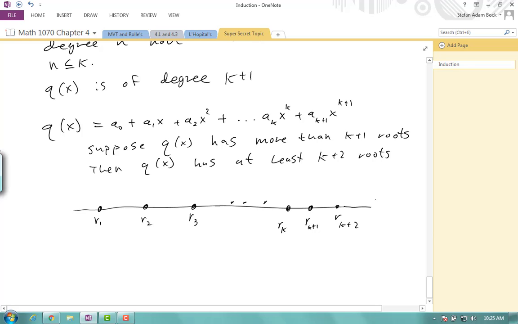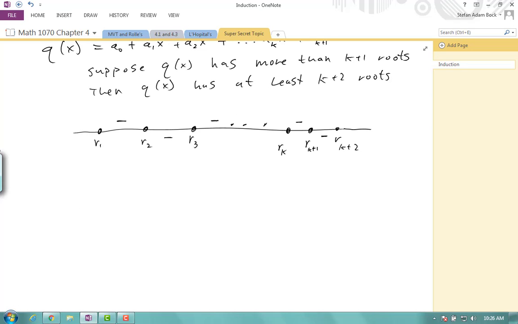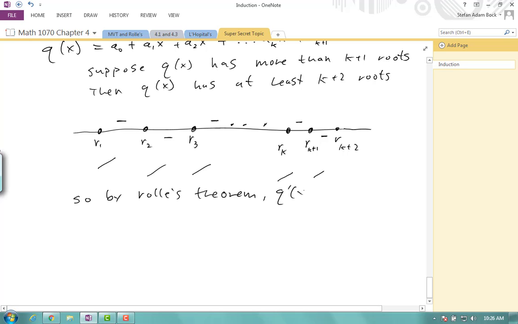Then by Rolle's theorem, in between each pair of these, I'm going to be able to find a slope of 0. One between 1 and 2, one between 2 and 3, one between 3 and 4, all the way up until I get to the end. One between k and k plus 1, and one between k plus 1 and k plus 2. So how many spots do I have with a slope of 0? Well, I've got 1, 2, 3, up to k and k plus 1. So by Rolle's theorem, q prime of x has at least k plus 1 roots.